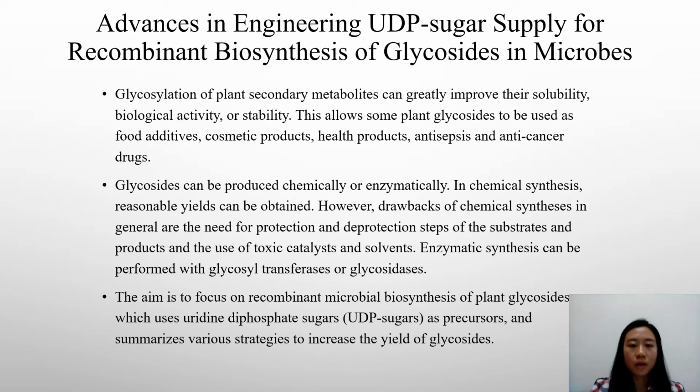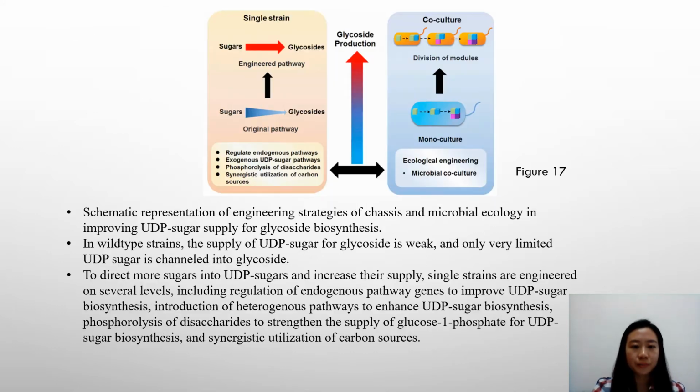Glycosides can be produced chemically or synthetically. But chemical synthesis has some drawbacks, such as the need for protection and deprotection steps of the substrates and products, and the use of toxic catalysts and solvents. Enzymatic synthesis can be performed with glycosyl transferases or glycosidases. The aim is to focus on recombinant microbial biosynthesis of plant glycosides, which uses uridine diphosphate sugars, UDP sugars, as precursors, and summarizes various strategies to increase the yield of glycosides.